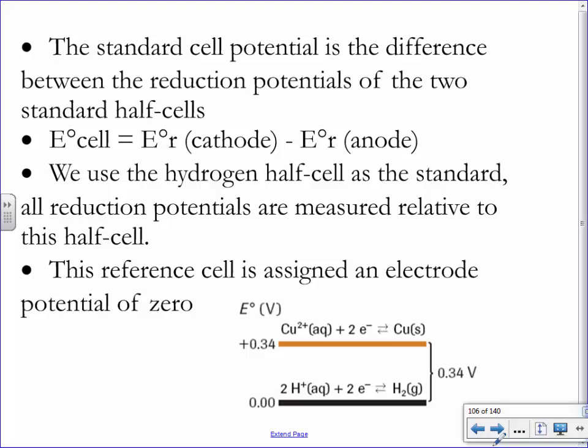That one has been chosen to have a value of 0. It's considered to be like the neutral state. Anything above it is considered positive, and everything below it is considered negative.